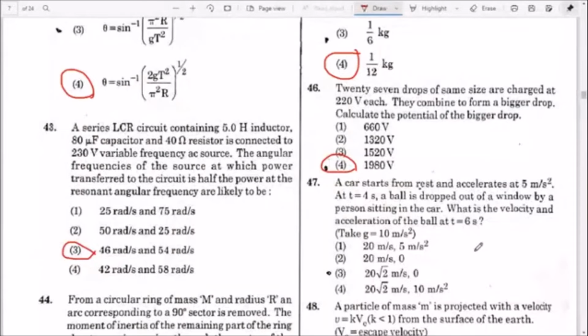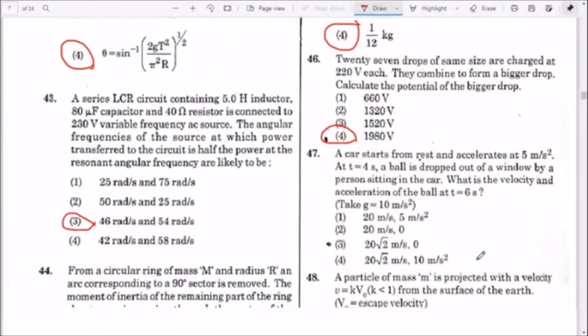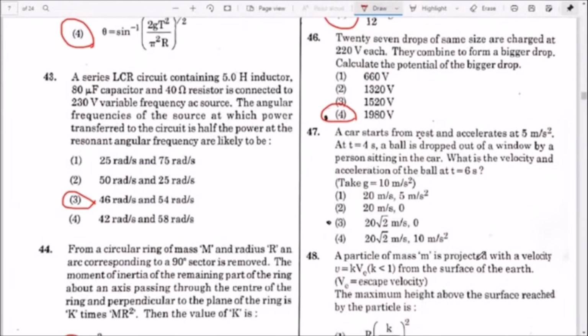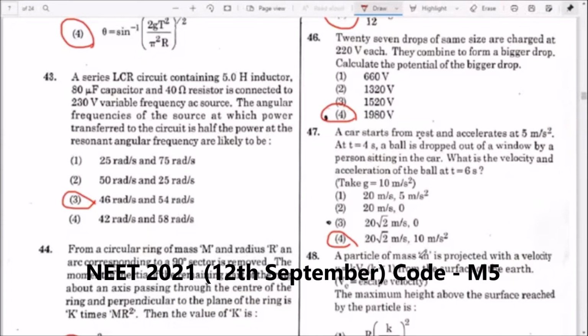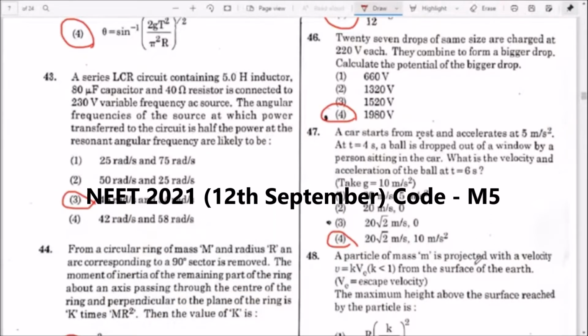Next, question number 47. A car starts from rest and accelerates at 5 meters per second square. At t equal to 4 seconds, a ball is dropped out of a window by a person sitting in the car. What is the velocity and acceleration of the ball at t equal to 6 seconds? Take g equal to 10 meters per second square. So what will be the answer? Option number 4. Yes, 20 root 2 meters per second, and acceleration is 10 meters per second square.